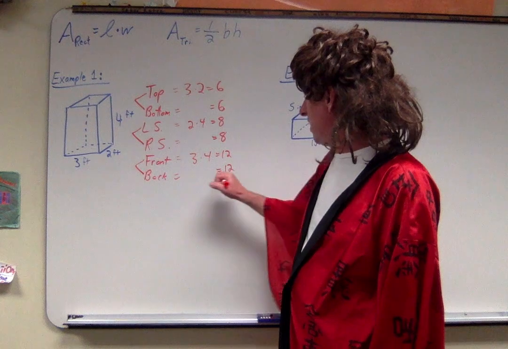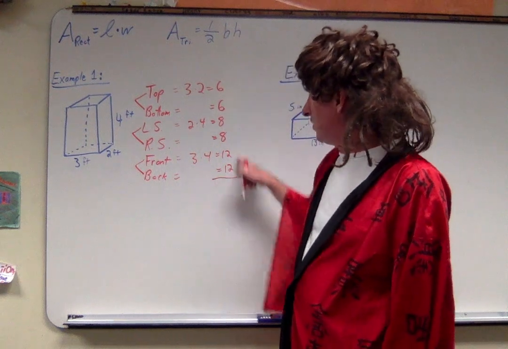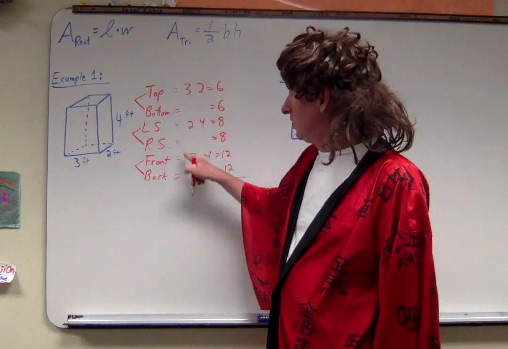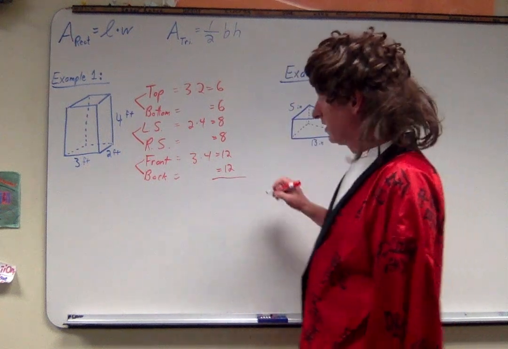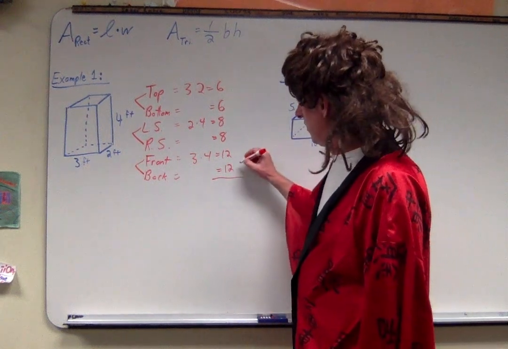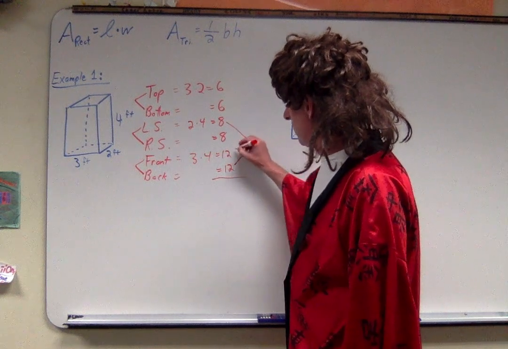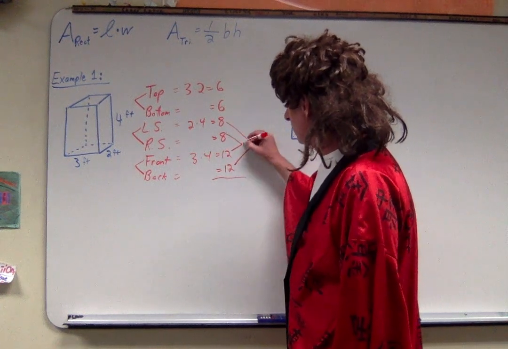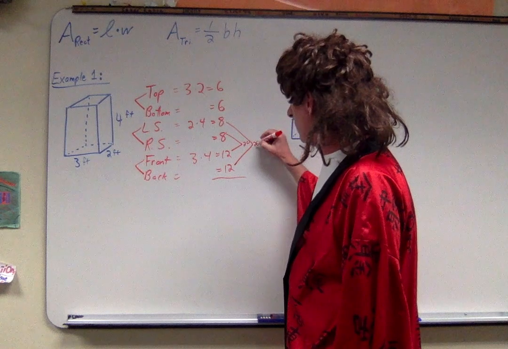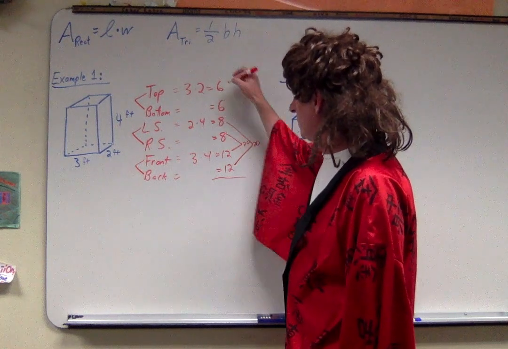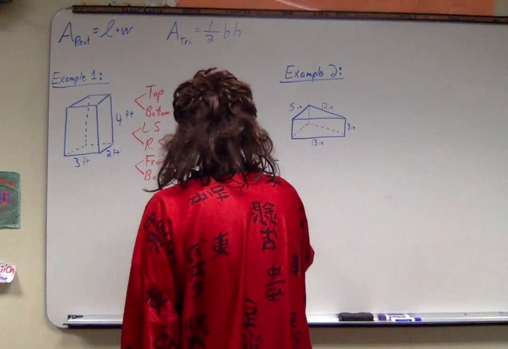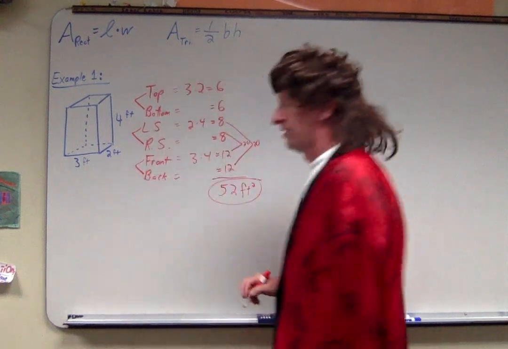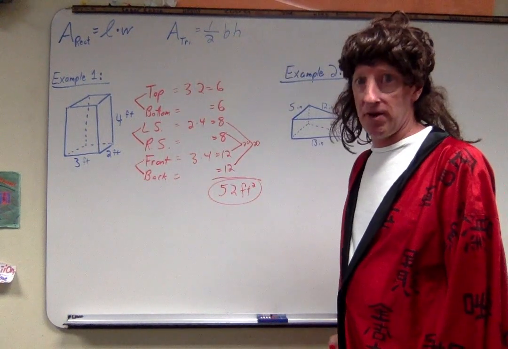All right, well now, all I have to do is find the sum of all of these individual areas. All I have to do is add all these guys up. Well, I'm going to take a little shortcut here because I know a 12 and an 8 make a 20, and that makes a 20. So I got a 20 and another 20, that's 40, 46. I think I'm going to get 52 square feet. That's the surface area for this here shape, everybody.